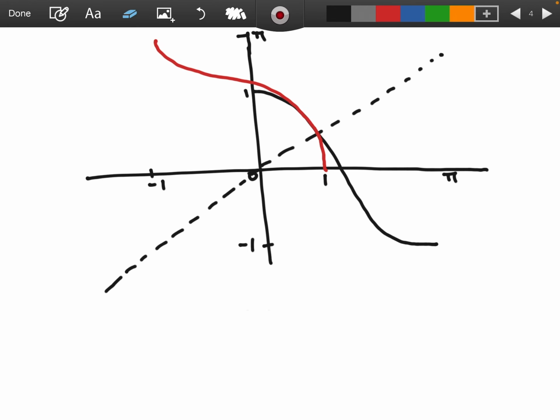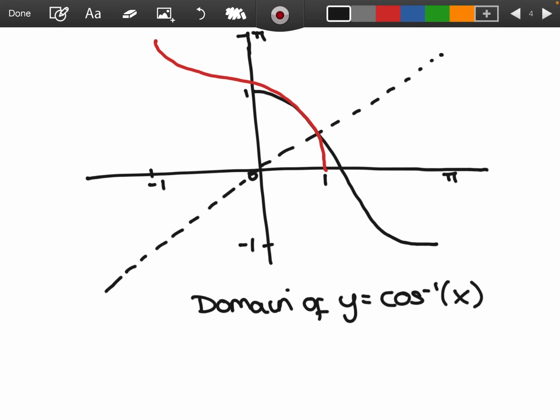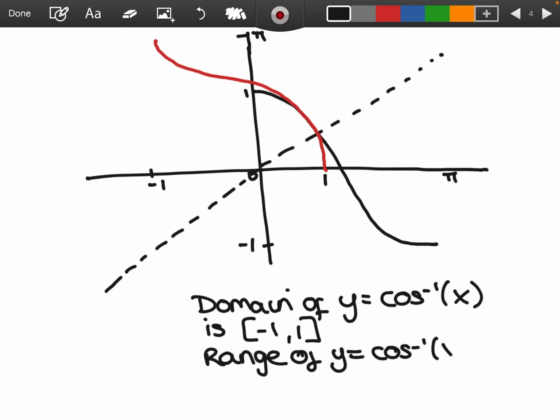So our domain of y is equal to cosine inverse is going to be the range of cosine, which is -1 to 1, and the range of y is equal to cosine inverse is going to be that restricted domain that we had for cosine, which is 0 to pi. So this is where you need to remember that we are going to have a different range for sine inverse and cosine inverse. Please keep in mind which way around it is, as it is very important when we go ahead and do some problems where particularly both of them are involved.